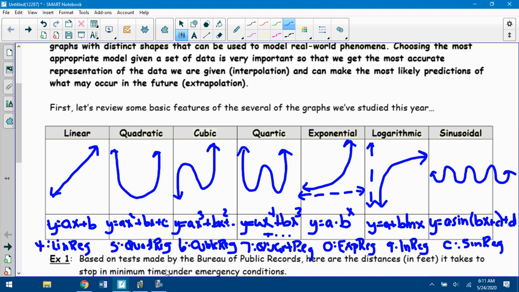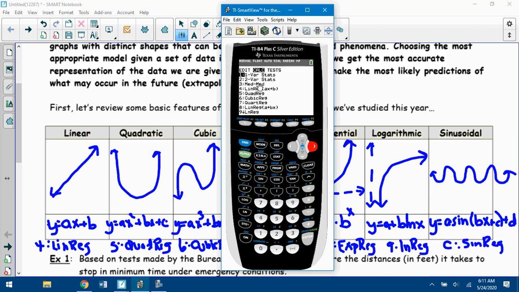All right, so those are all the ones we've done this year. If you look at this list, there's actually a couple other ones. We did most of them, but there's another linear regression just written the other way. So I don't usually use 8, but technically 4 and 8 could both be used for linear regression. There's this thing called power regression, which we actually did talk about. It's kind of like polynomial, cubic or quartic.